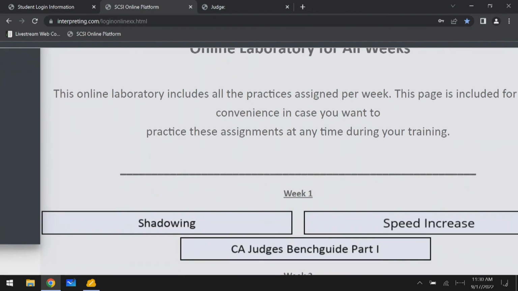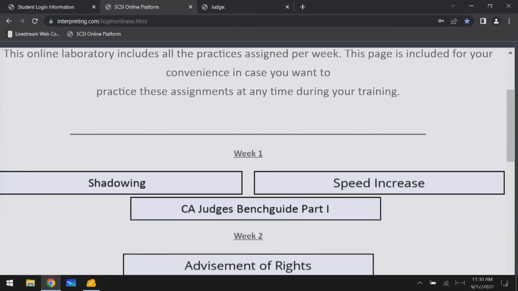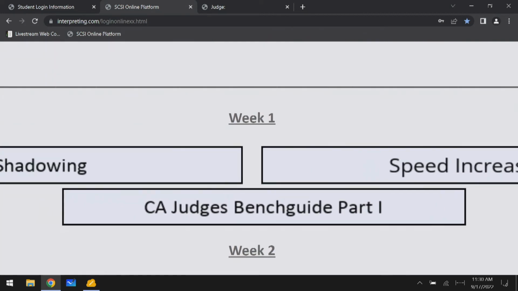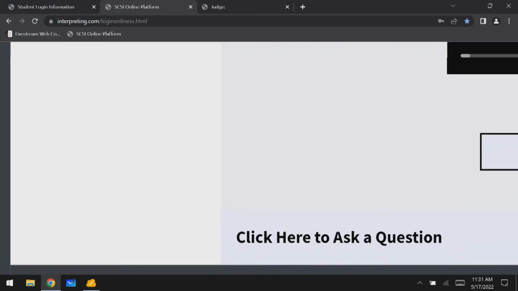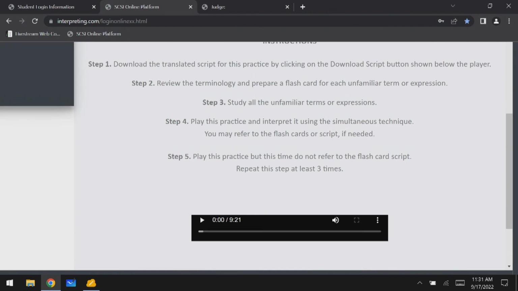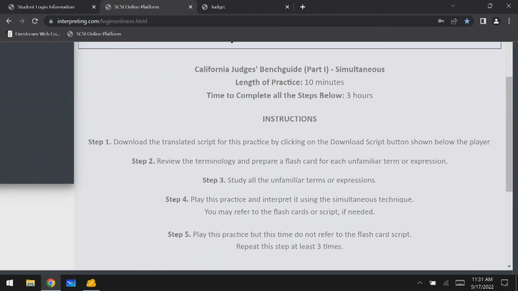But the highlight of week number 1 is the California Judges Bench Guide Part 1 that you see right here. Okay, that's the main thing. So far you will be doing those 2 practices initially, in an informal manner. But what's very formal and what must be done this week is California Judges Bench Guide Part 1. So let's see what's in there. It's only 10 minutes of practice, but it usually takes about 3 hours to complete it.